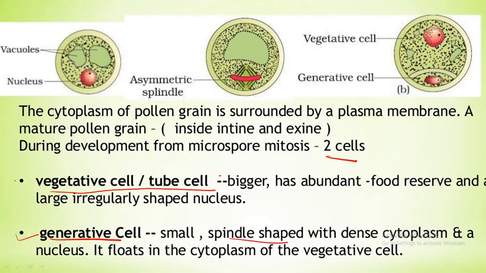So when the nucleus of this pollen grain undergoes mitosis, it results in the formation of two cells. One is the vegetative cell and the other is the generative cell. How is the vegetative cell? It is large, it has abundant food reserve, and it has a nucleus which is irregular in shape. And the generative cell is small in size and has a spindle shape. It has dense cytoplasm, and it floats in the cytoplasm of the vegetative cell.